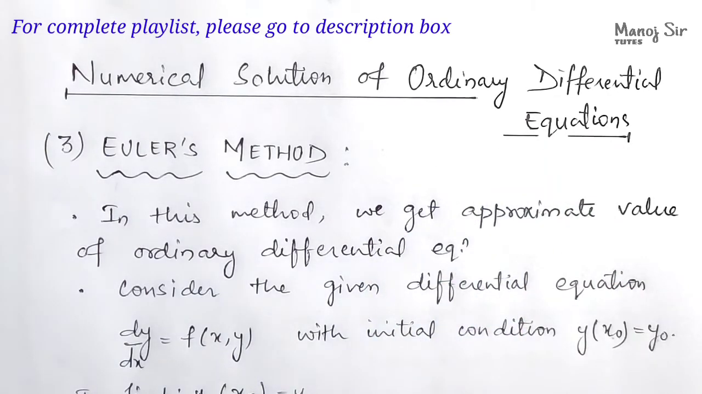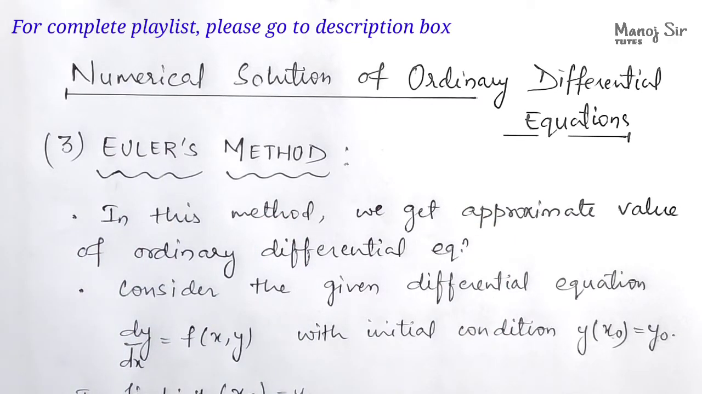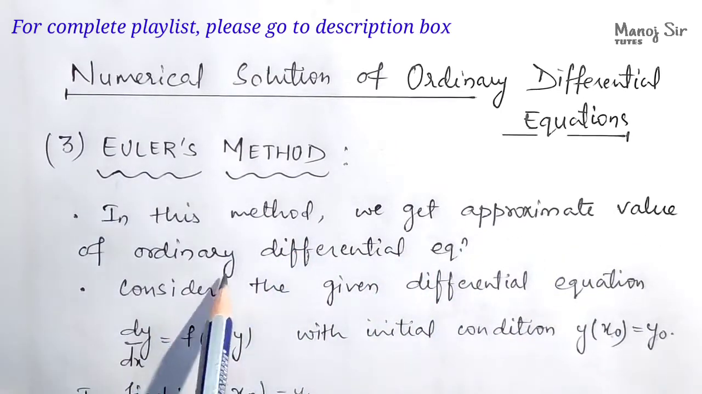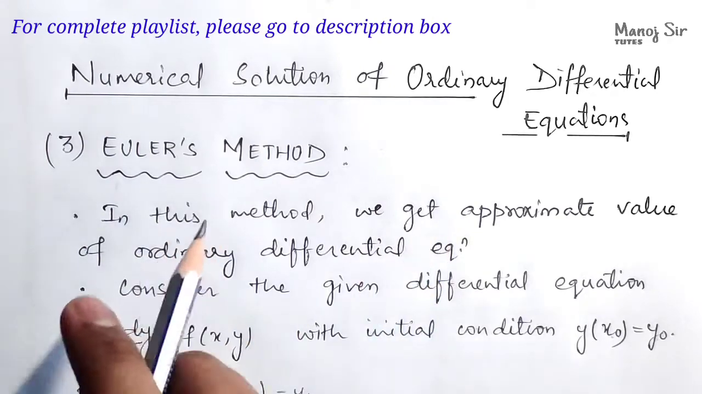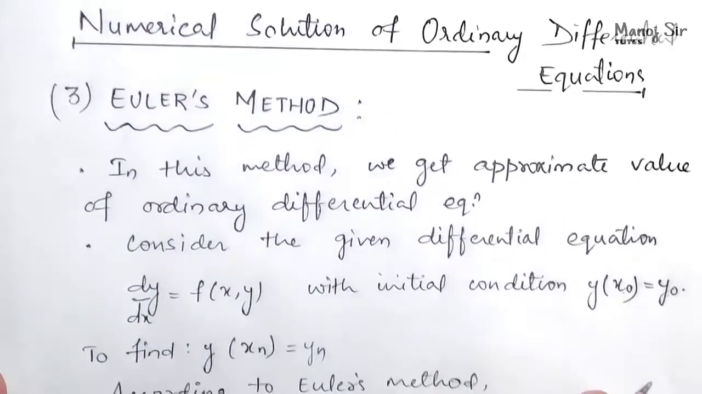Welcome to video number 6, and in this particular video we are going to solve the second problem on the topic, that is Euler's method. In this method we get an approximate value of the ordinary differential equation. You will always get an approximate value. You will never get an accurate value.